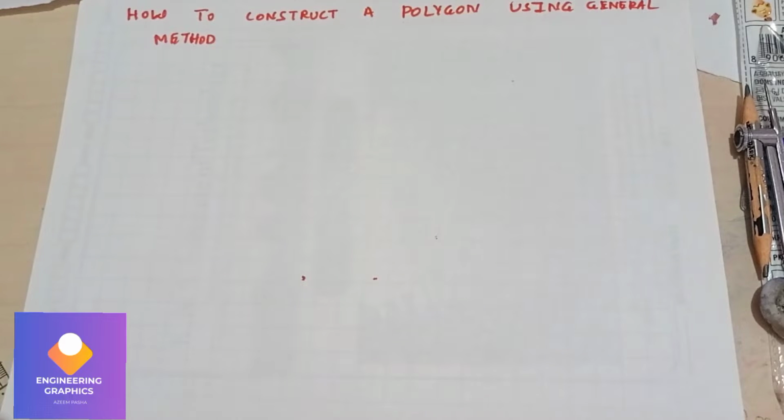Today we are going to learn how to construct a polygon using the general method. Polygon means how to construct a square, pentagon, hexagon, heptagon, octagon and nonagon, using the general method.